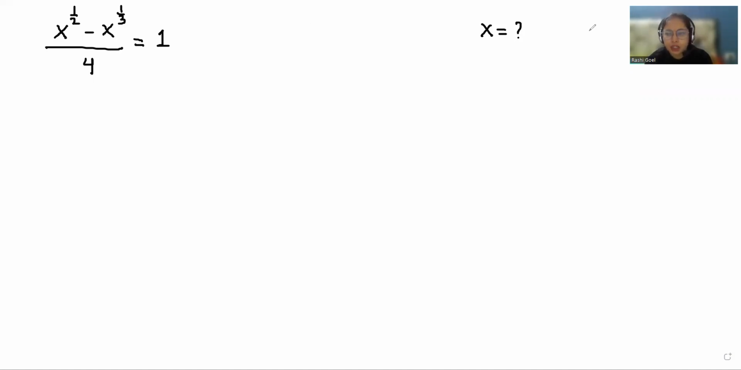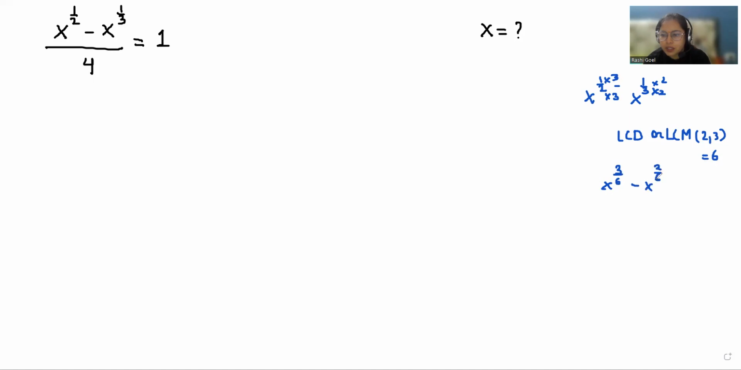So first I am taking the numerator to side. So x power 1 by 2 minus x power 1 by 3. As we can see, both are in power, so we make the denominator same. To make the denominators same, we'll take LCM of the denominators, that is 2 and 3 is 6. To make it 6, we multiply numerator and denominator in first with 3 and in second with 2. So it becomes x power 3 by 6 minus x power 2 by 6.